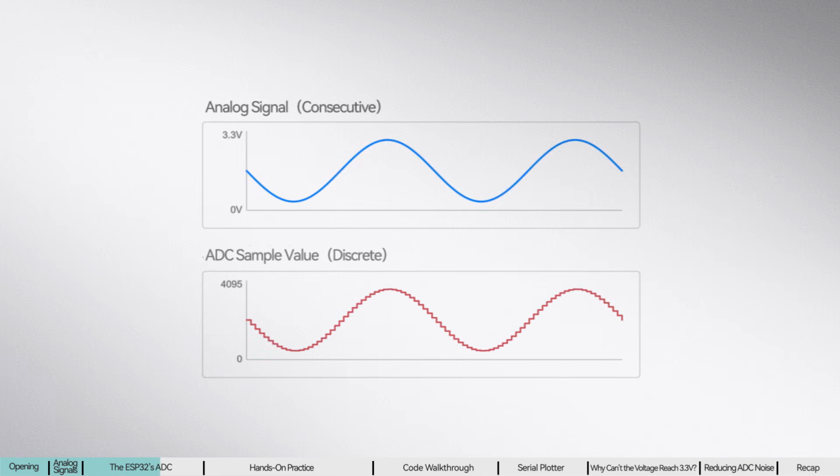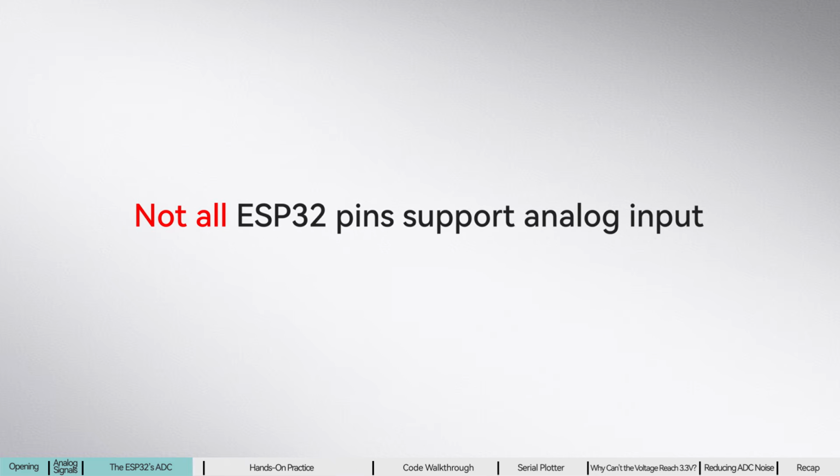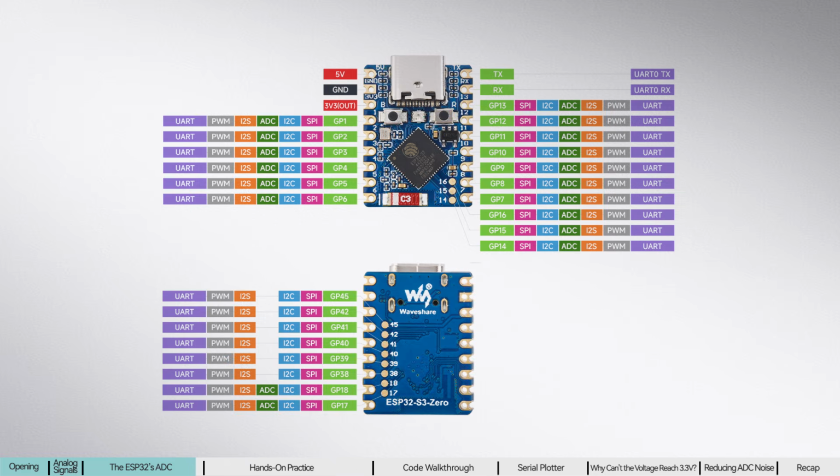This mapping is very intuitive. When the input voltage is 0 volts, the ADC reading corresponds to 0. When the input voltage reaches the upper limit of its measurement range, the ADC reading corresponds to 4095. As the input voltage varies continuously between 0 volts and the measurement upper limit, the ADC reading also changes proportionally between 0 and 4095. It is important to note that not all ESP32 pins support analog input. You need to consult the pinout diagram of your development board and locate the pins labeled ADC.